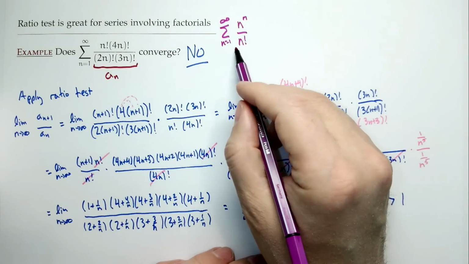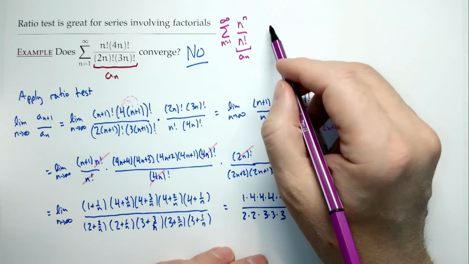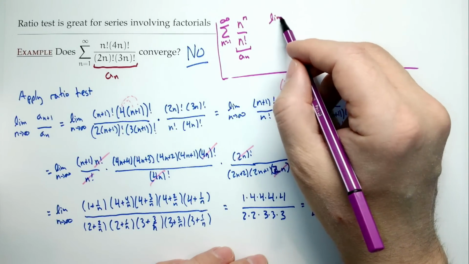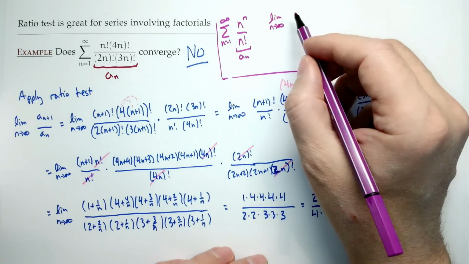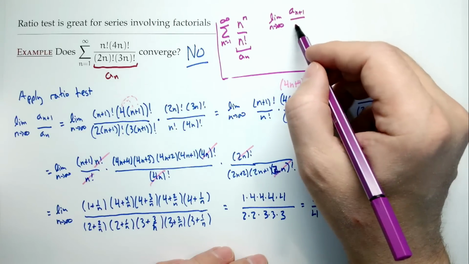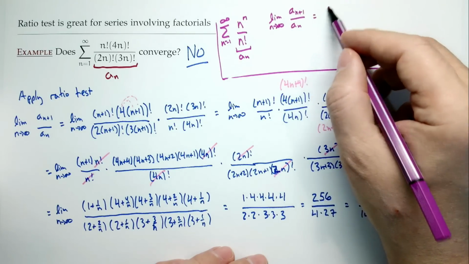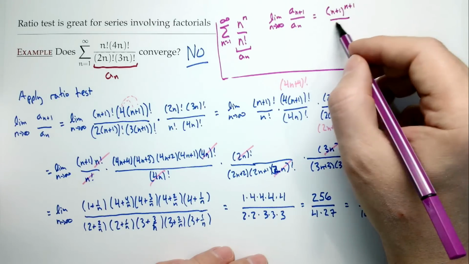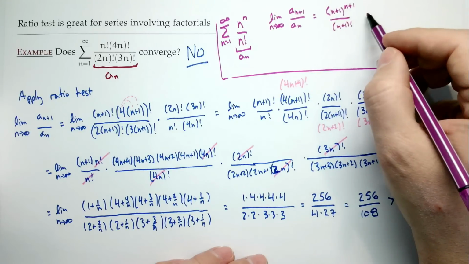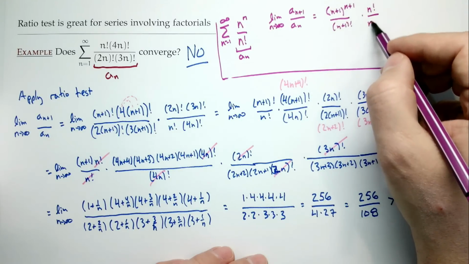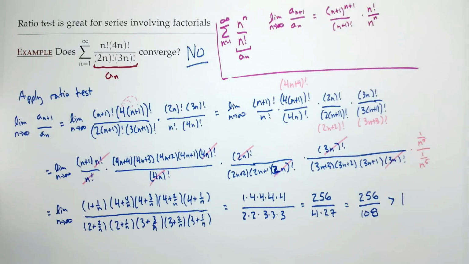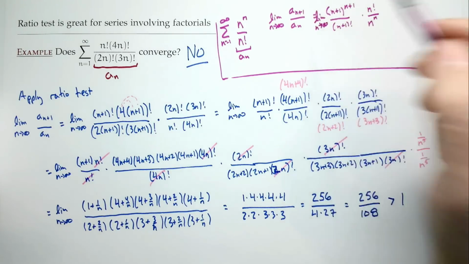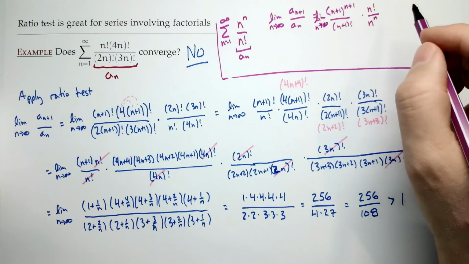Well, let's suppose that this was our a sub n, and so this is just a little side note here. If we take the limit as n goes to infinity of a sub n plus 1 over a sub n, well, that's n plus 1 to the power n plus 1, and then we're going to divide that by n plus 1 factorial, times the reciprocal, n factorial over n to the n. Now what can you do? Whoop, we're still not at a limit here. Don't forget, notation is important.